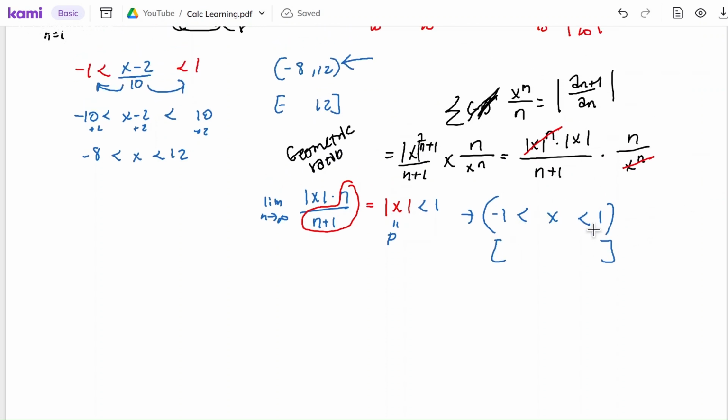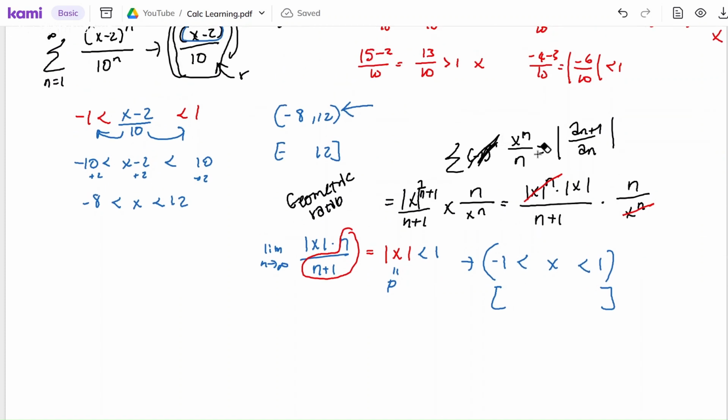So if it includes -1 and 1, what we do is we just plug it back into the original equation. And if we put -1 in here, -1 to the n cancels out this alternator. So it's just 1 over n, and that diverges. So -1 is not included. But if you put 1, I'm pretty sure this converges. You can check on your own.